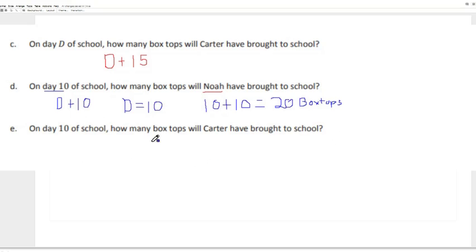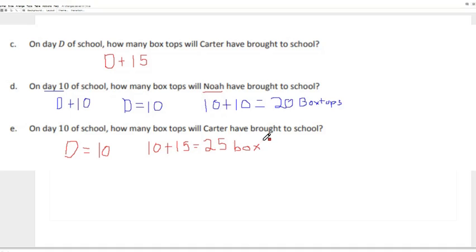All right. On the 10th day of school, how many box tops will Carter have? Well, once again, using his expression, D plus 15, and his D is still equal to 10. We're plugging in 10 for D, so now we have 10 plus 15, which is equal to 25. So Carter would have 25 box tops. So Noah would have 20 box tops, and Carter would have 25. And let's go ahead and put our box tops.